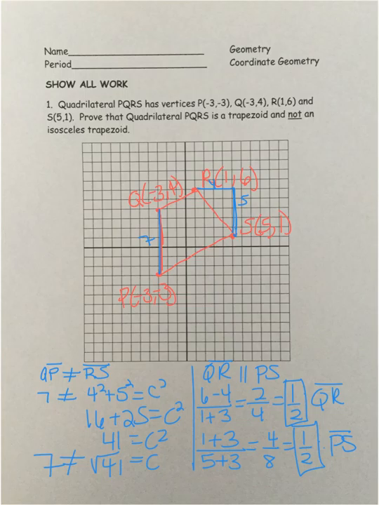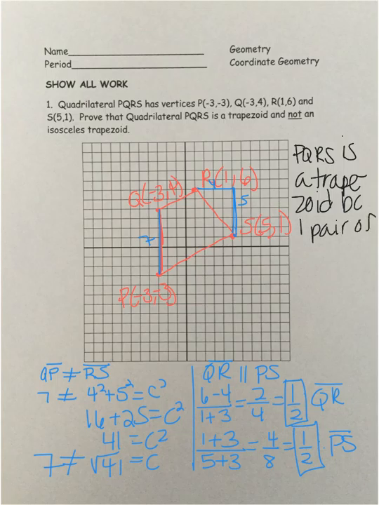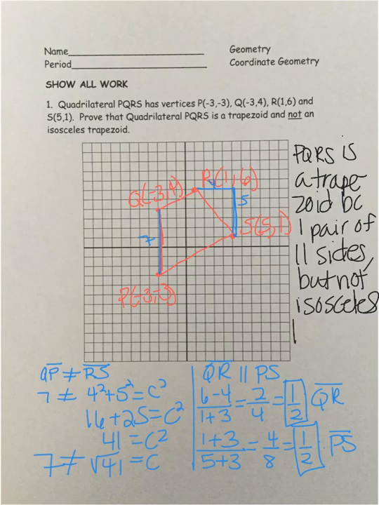So at this point in time, we have effectively shown that PQRS is a trapezoid because one pair of parallel sides, but it is not isosceles because the legs are not congruent. And that's the final statement.